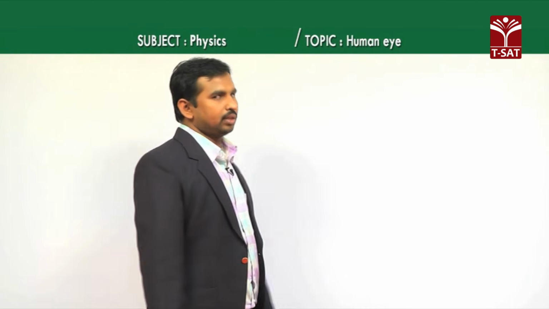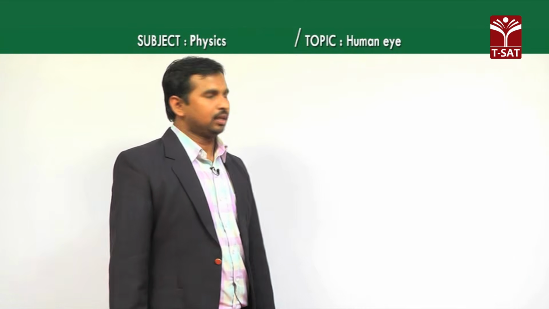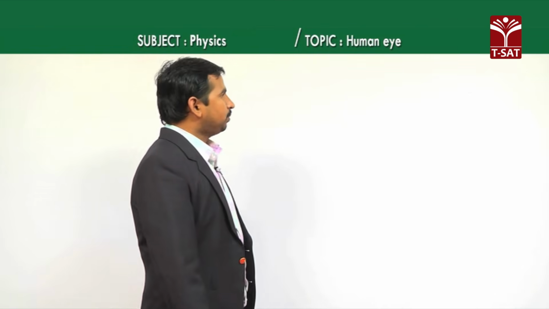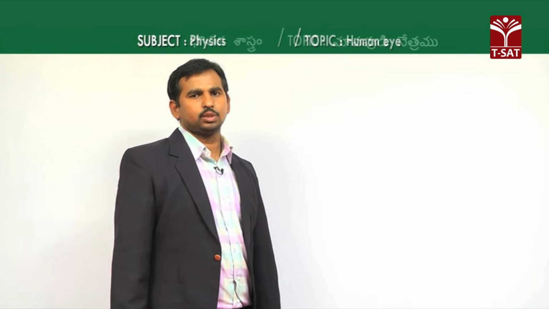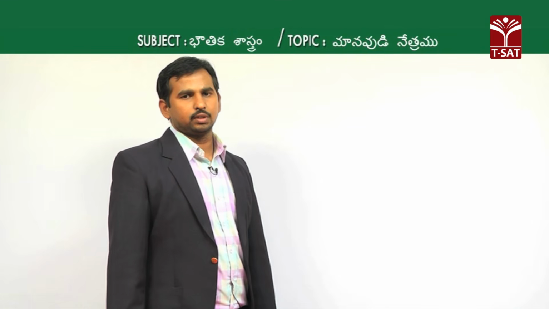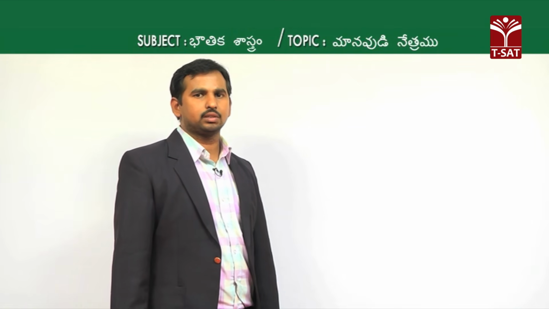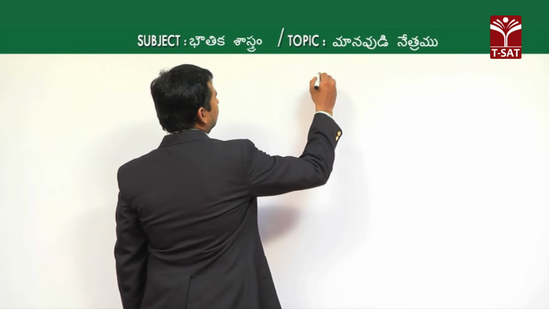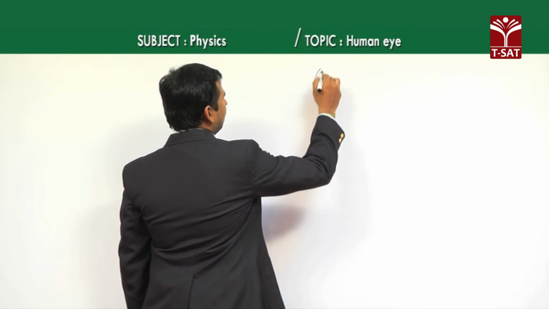Now we will see, based on the ray diagrams we discussed earlier, how the human eye works. Before going directly to the explanation of how the human eye works, first let us see the important parts of our human eye. Okay. Now, the first one we have to discuss is our eye lens.